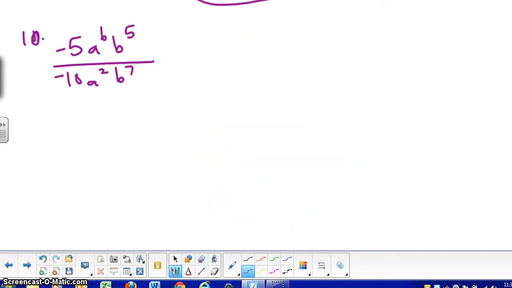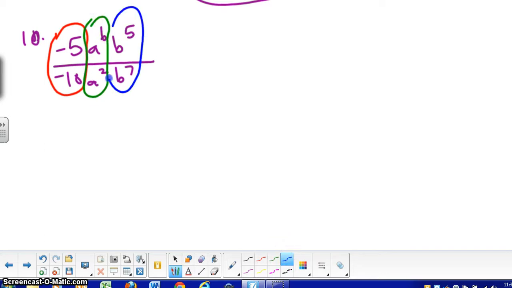Okay, push pause and write the next one down. Now that you have that written down, let's go ahead and simplify. And again, looking at the 3 groups we have, there are some integers without exponents, so they are separate. You have a's, those have the same base, and b's with the same base. Okay, so beginning with the integers.